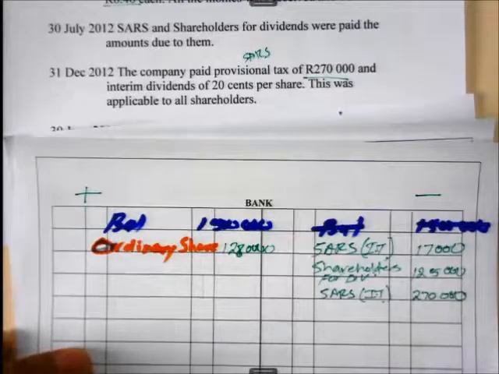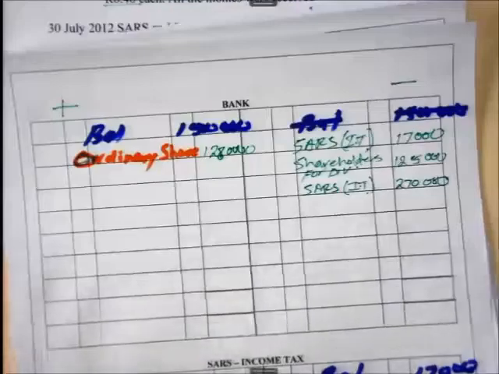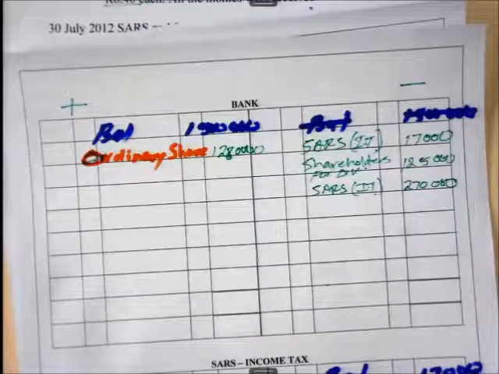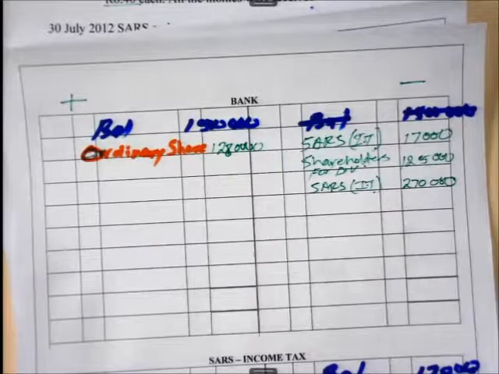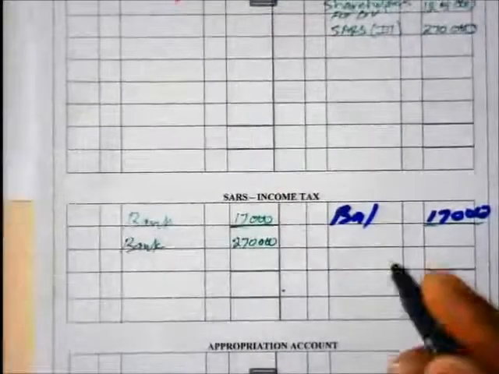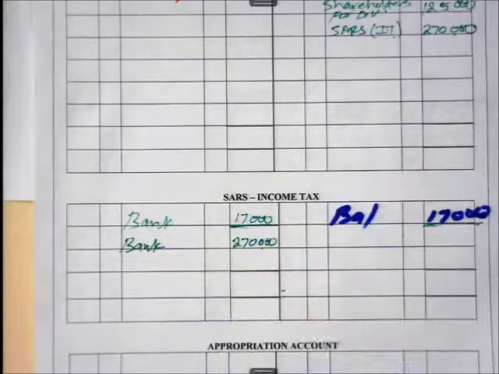At the same time, to complete the double entry, you are going to debit SARS with bank 270,000. You are going to credit bank and debit SARS with 270,000. A credit entry must be accompanied by a corresponding debit entry.